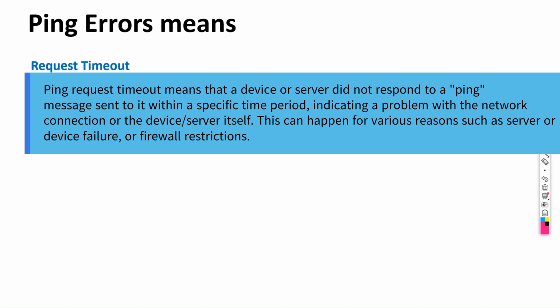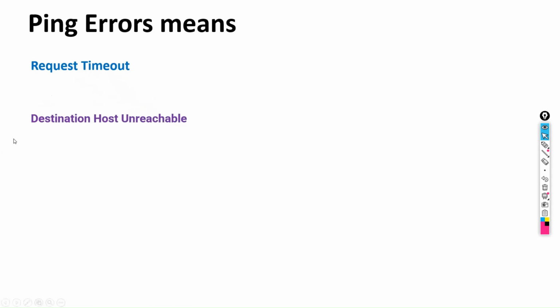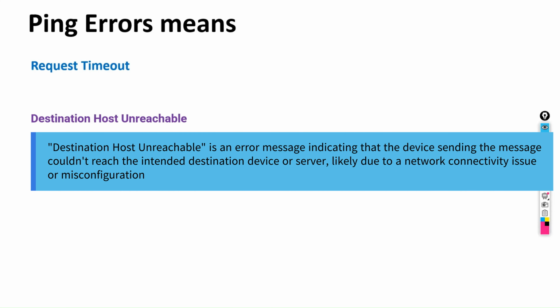Now, next what we have is destination host unreachable. So what does the destination host unreachable error mean? It indicates that the device sending the message couldn't reach the intended destination, which can be a device or server, right? So for example, if you are trying to access google.com and you ping google.com, and you get the error message destination host unreachable, that means you have a routing problem or misconfiguration somewhere. You don't have connectivity to the destination, right?